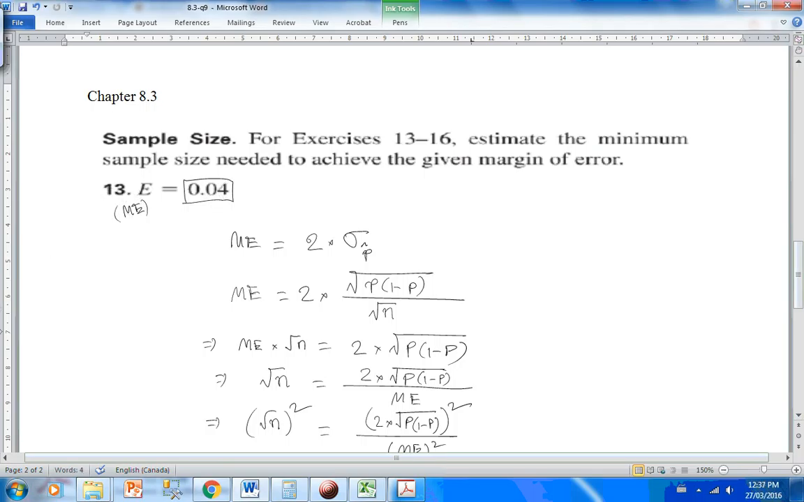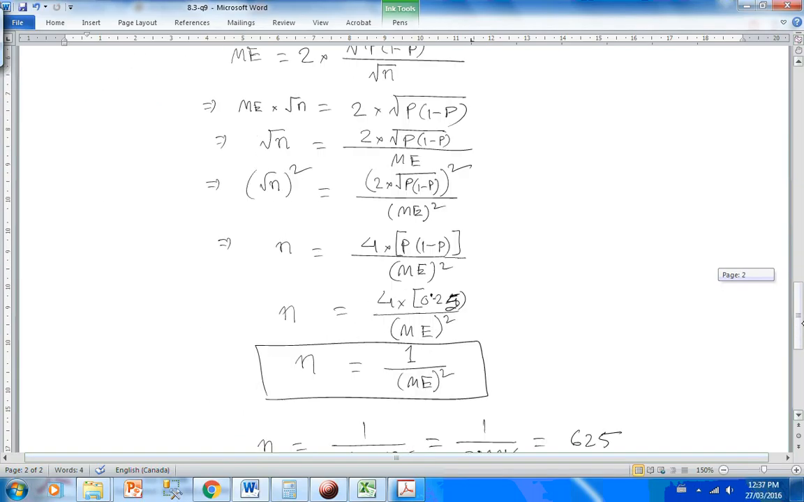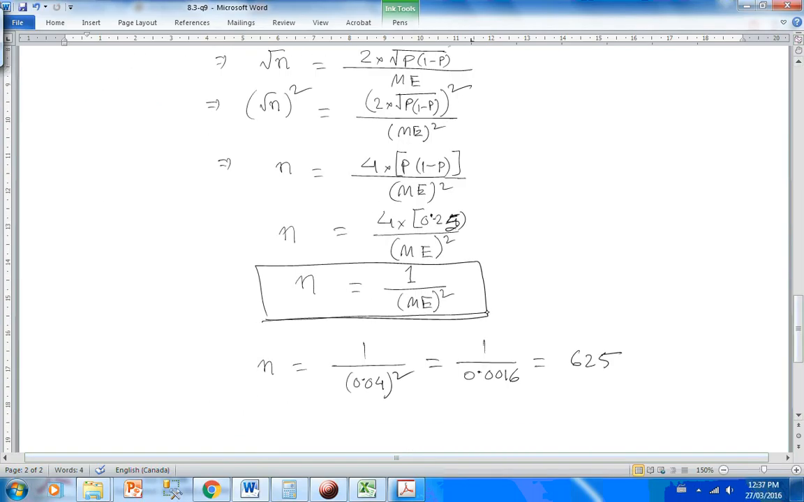If somebody asks you to find the optimal value of n given a margin of error, use this formula and you will get your result in 1 minute.